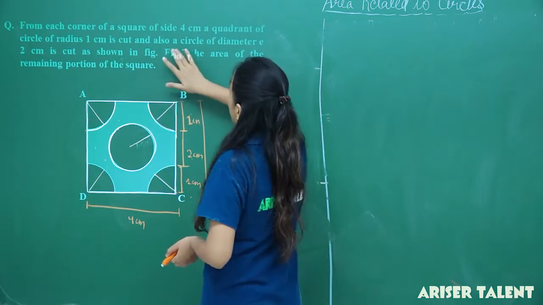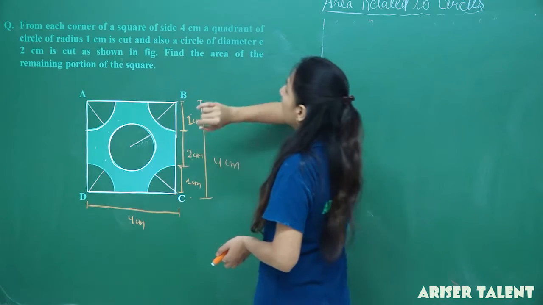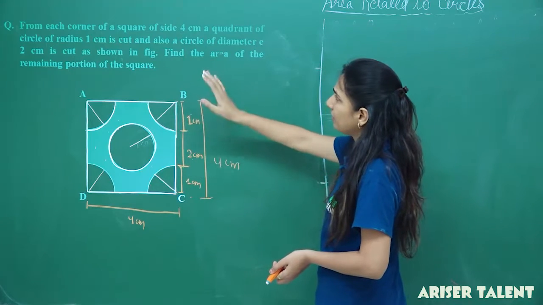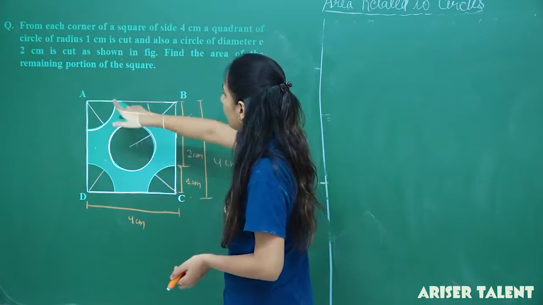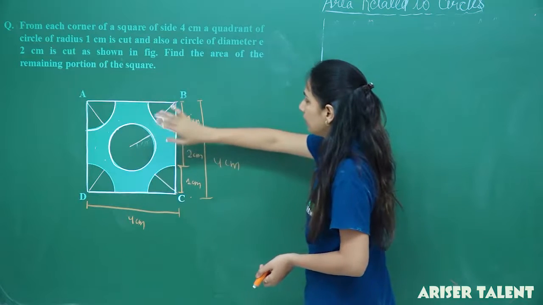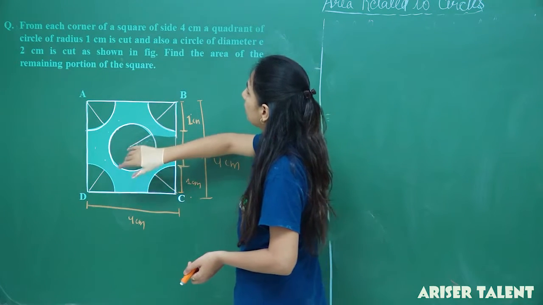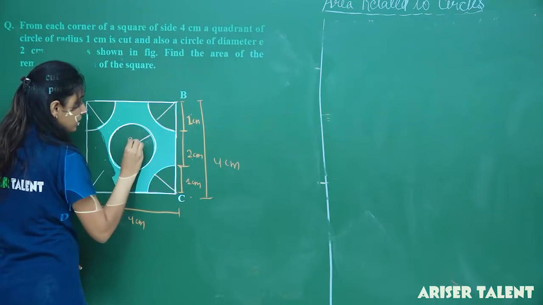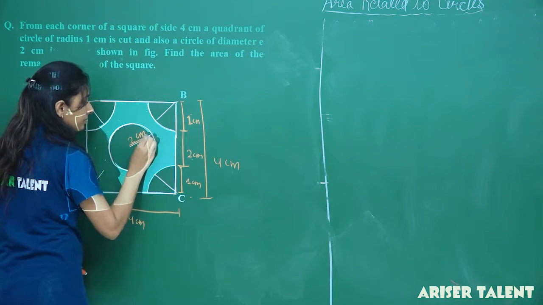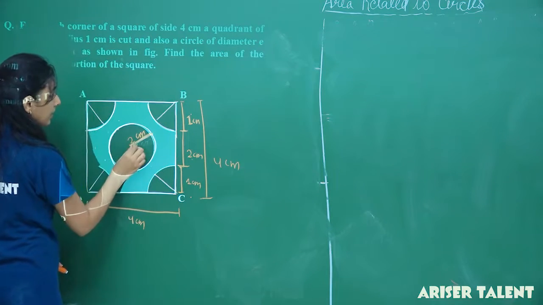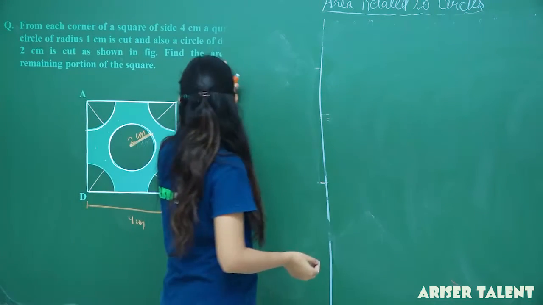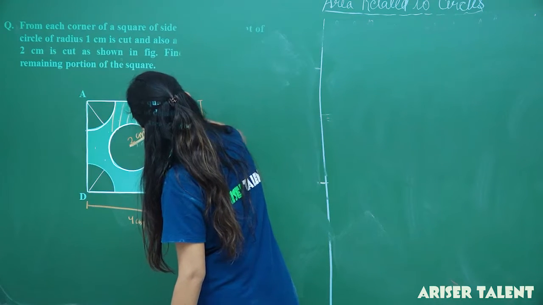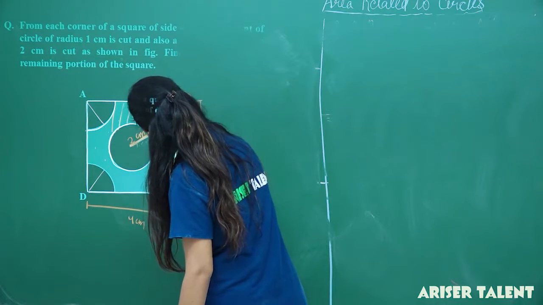I am not mentioning it here, I am just mentioning one side. And also a circle of diameter 2 centimeter is cut. Imagine that it is a paper. We have cut these 4 corners, and we have cut a circle right there in the center, that is 2 centimeter diameter. Now, it is saying find the area of the remaining portion. So, how will you find this particular remaining area?